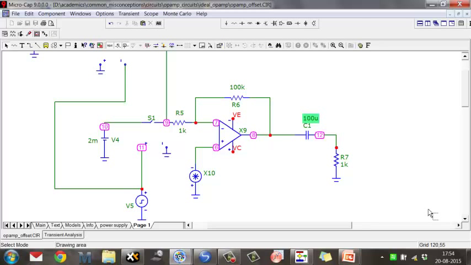Okay, so let's stop here. And next lecture, we'll discuss our common emitter amplifier.